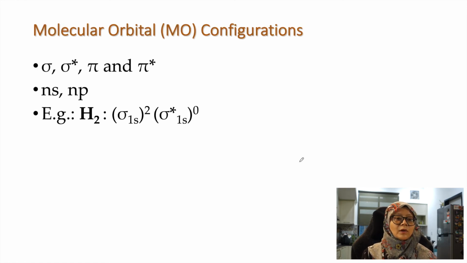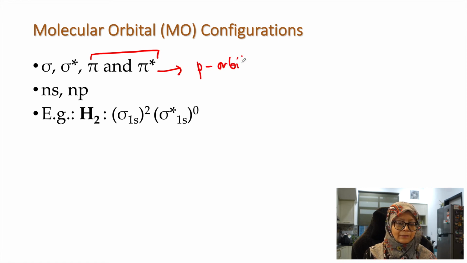So for the molecular orbital configuration, the order starts from sigma and sigma star, followed by pi and pi star. Usually if we have pi and pi star, we will be dealing with the p orbitals, while for sigma and sigma star, usually the atomic orbitals we are dealing with are the s orbitals.